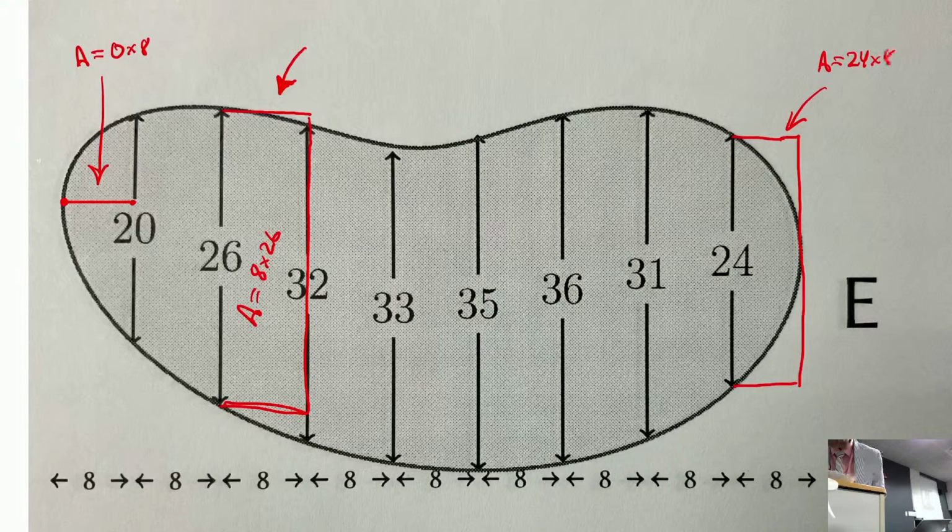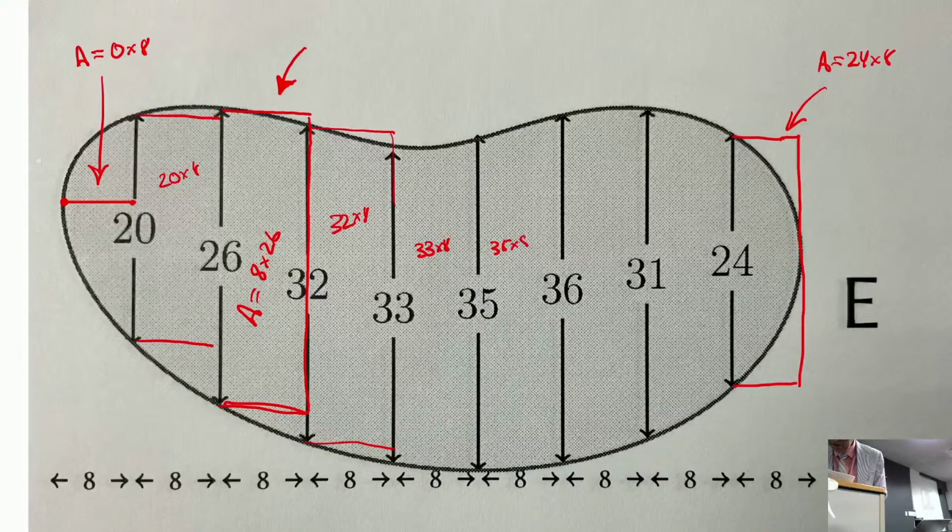Well, hopefully you did something, or at least got started with something like this. This is 20 times 8. This one is going to be 32 times 8. This will be 33 times 8, if you'll forgive me for not drawing. 35 times 8, 36 times 8, 31 times 8, and we've got the 24 times 8.